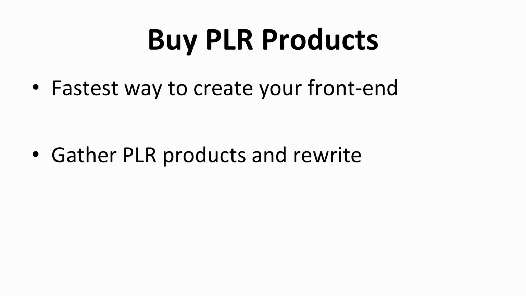The next method is to buy PLR products. As mentioned, this is the fastest and easiest way to create your front end. With this method, you can create a few front ends ahead and line up the launches for months. Indeed, this technique is a huge time saver that enables you to free up your time for other important tasks. You just have to gather a few PLR products in the same topic and rewrite them. This is the best feature of PLR products, that you're allowed to resell the products without any copyright issues.